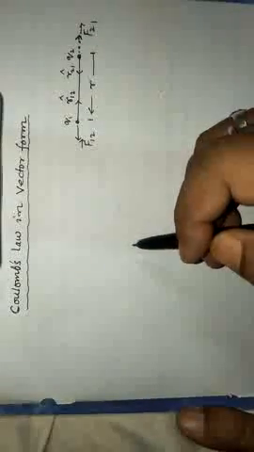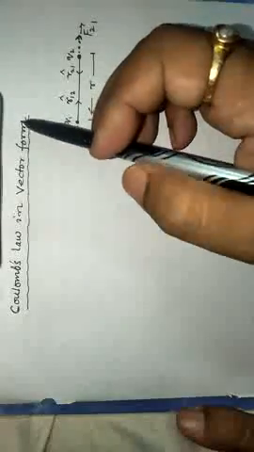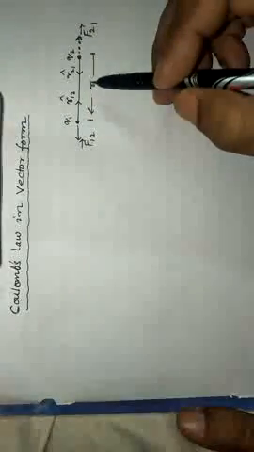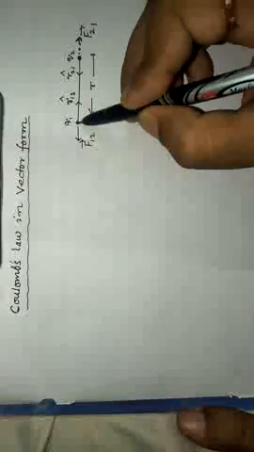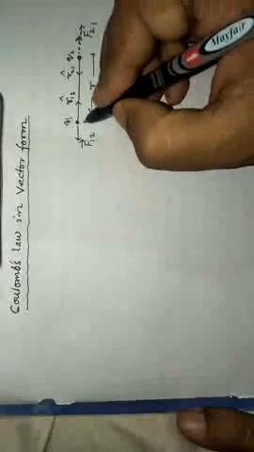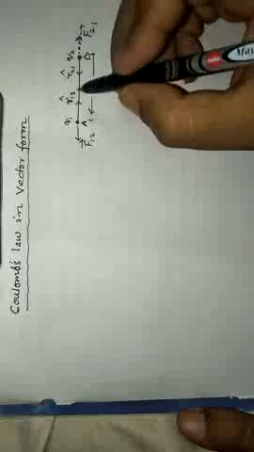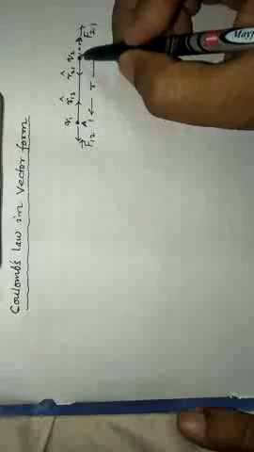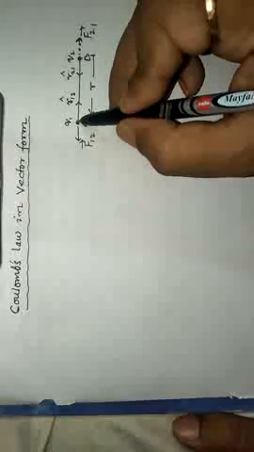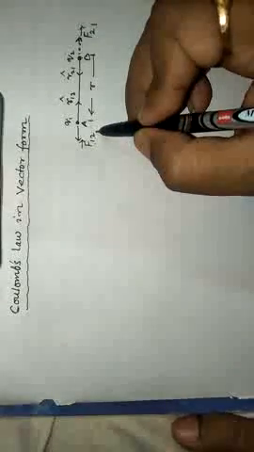Dear students, today let us understand Coulomb's law in vector form. To understand Coulomb's law in vector form, we take two charges, q1 and q2. Say q1 is placed at A and q2 is placed at B. Let us consider both the charges q1 and q2 are positive. So, charge q1 will experience a force due to q2, and that force is F12.